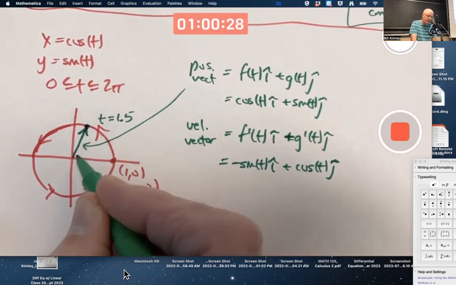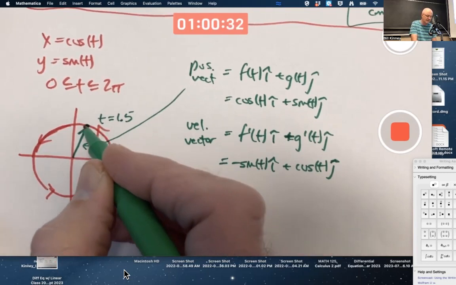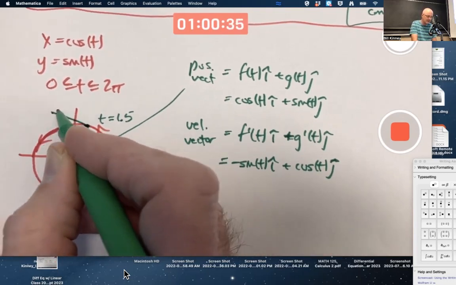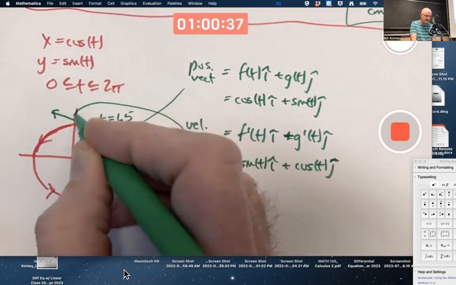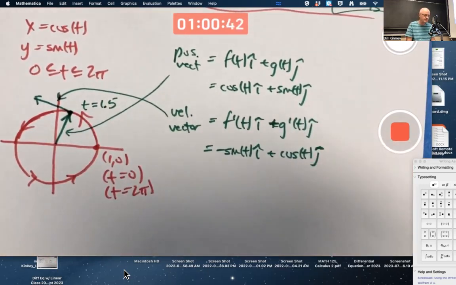And the velocity vector, you don't want to start at the origin. You want to start it at the location of the bug. It turns out to point this direction. That'll be the velocity vector. You can plug in t equals 1.5 to see what these numbers are.